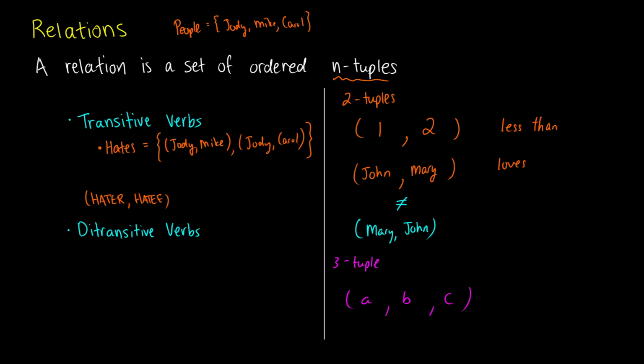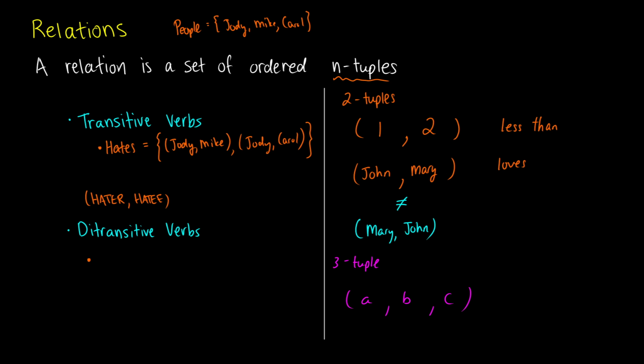We can think of transitive verbs, ditransitive verbs, even intransitive verbs. We could have one-tuples, where we just have one object. So yes, we can use verbs when we think about relations. We can also think about nouns and adjectives as relations. So what about ditransitive verbs?